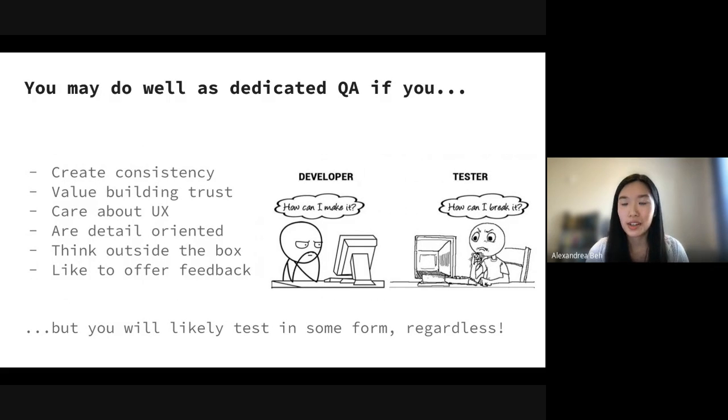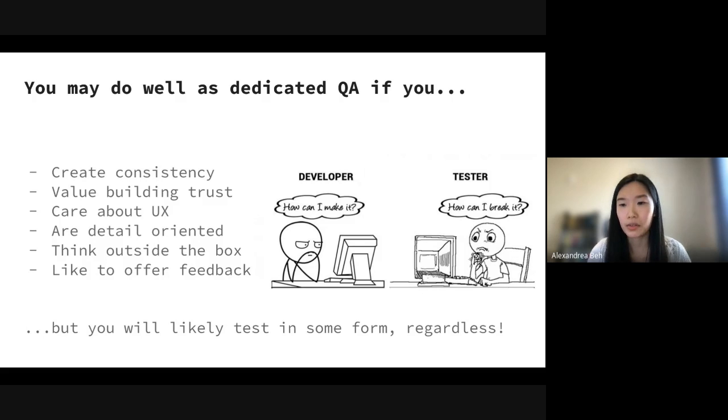So you might do well as a dedicated QA person if you really care about those kinds of consistencies. QA is also really about building trust. I remember that example about if I get on an airplane, I want to trust that that airplane is sound, that all the code running on it is working. Same thing with a car, right? Same thing with where I bank. So many things run on software, and we want to be able to trust those things. QA is a big part of building that trust.